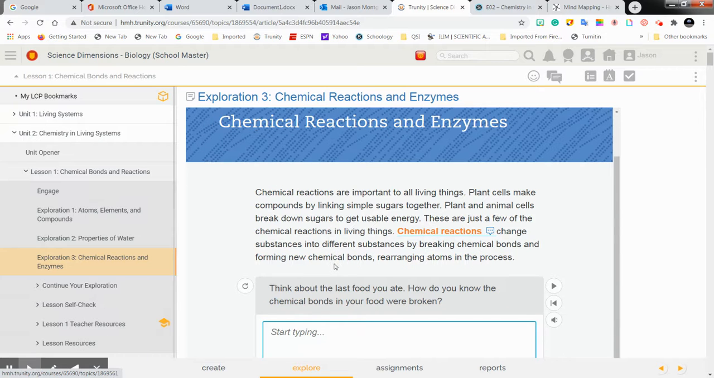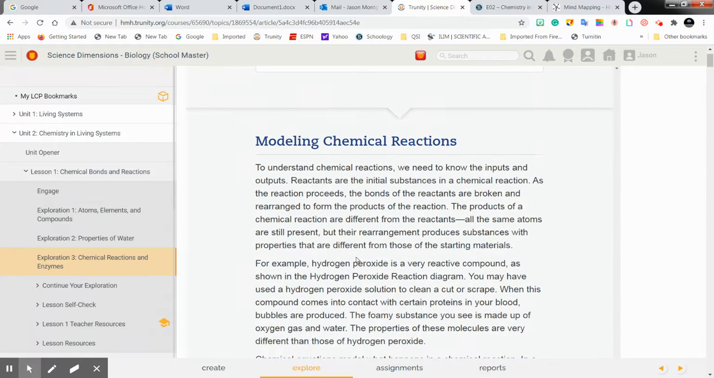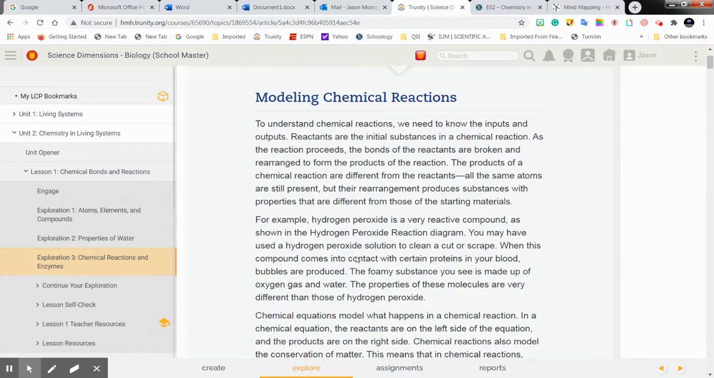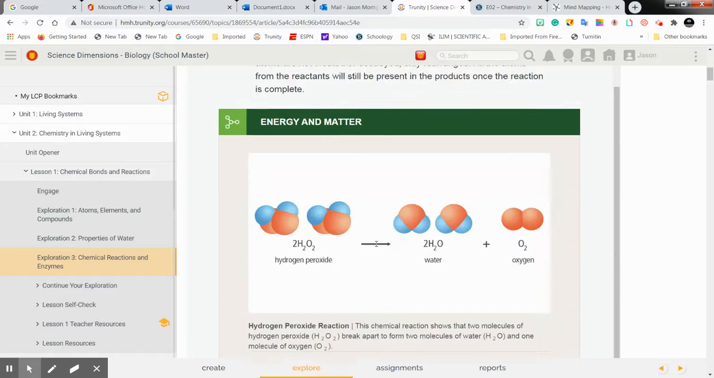So for all of us, there's a couple things I just want to reiterate, biologically speaking. Chemical reactions are taking place when chemical bonds are breaking and new bonds are forming, rearranging in the process. This is one of the things that we modeled a lot last year. And if we were in class, we'd actually do a review activity here to go along with this.